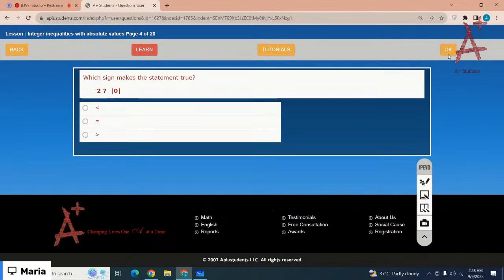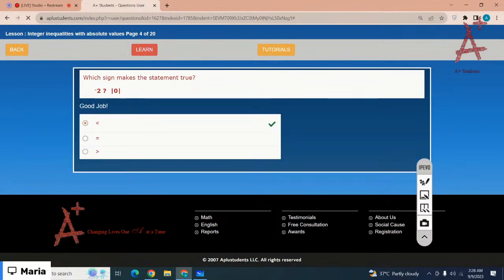Negative value, and you have to compare it to absolute value of 0. So, which is the correct option? Absolute value of 0 means 0, right? So, negative values are less than 0. So, negative 2 is less than 0. Yes, very good. Option number 1 is the correct option.